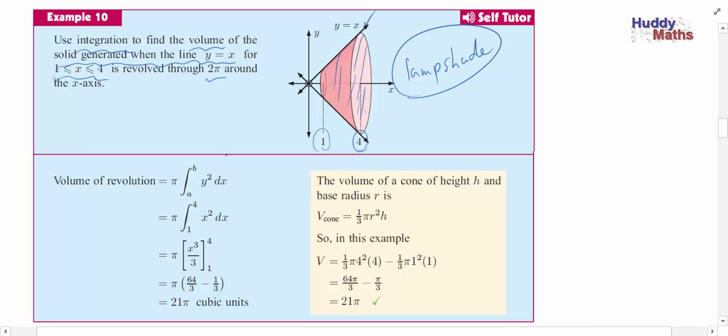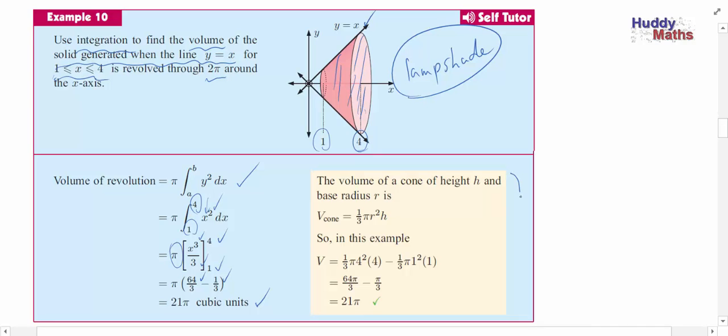Well, here's the volume of revolution. It's pi times the integral from A to B of y squared. Put in the y function, which is y is equal to x, square it, then we're going to integrate it from 1 to 4, and then times it by pi. So increase the power by 1, divide by the new power, and then evaluate it from 1 to 4. So put in 4 minus 1, 21 pi cubic units.